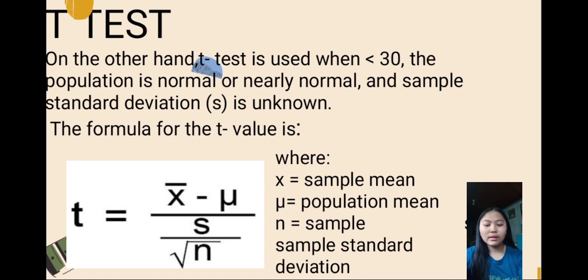On the other hand, t-test is used when the sample size is less than 30, the population is normal, and the sample standard deviation is unknown. The formula we'll use here is the t-value: t equals sample mean minus population mean over sample standard deviation divided by square root of n.